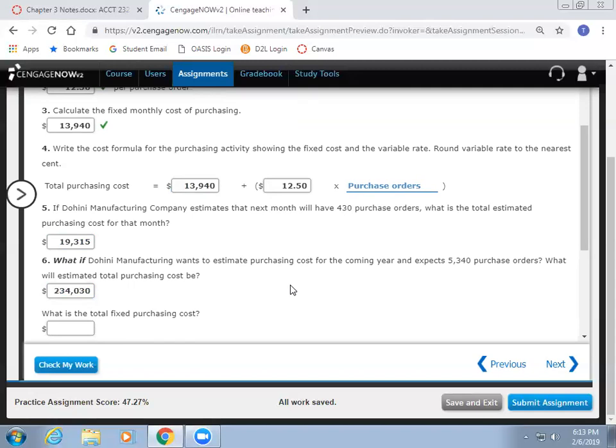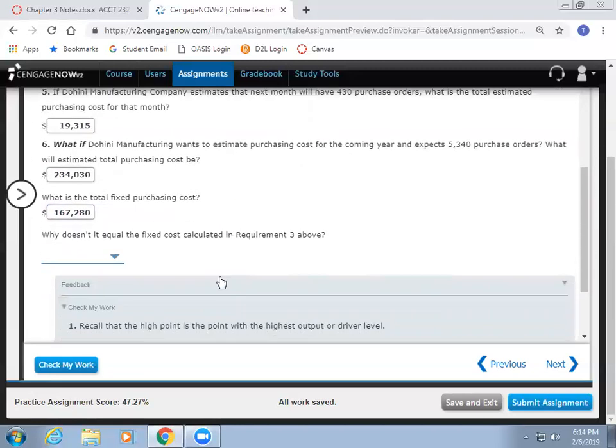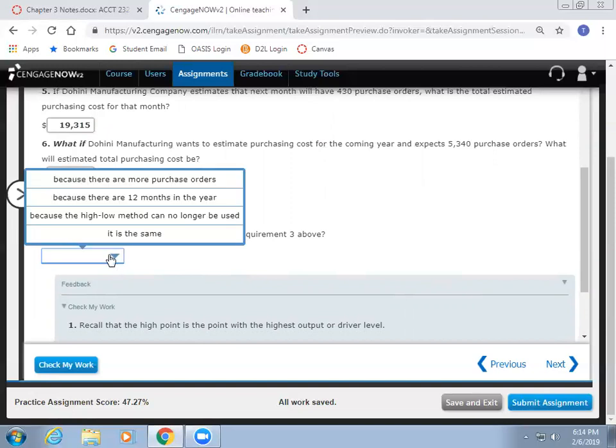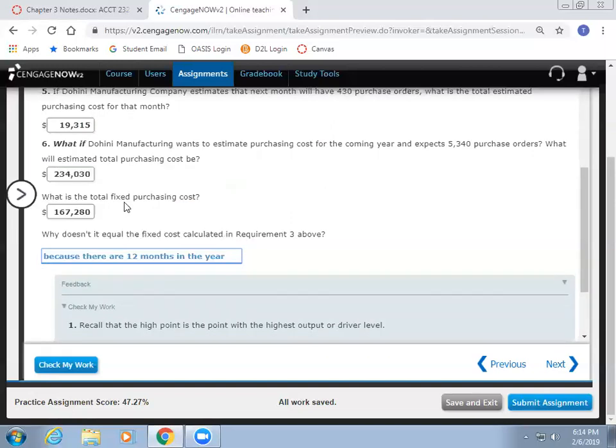And then it asks, what's the total fixed purchasing price or cost? Well, we calculated that right there, so that's the 167,280. And then it says, well, why doesn't it equal the fixed cost calculated up above? Well, because that's a monthly fixed cost, okay? Because there are 12 months in the year. You're going to see that a couple of times on the practice, and I apologize in advance for the repetition. I like the problem, but it keeps asking us the same thing.